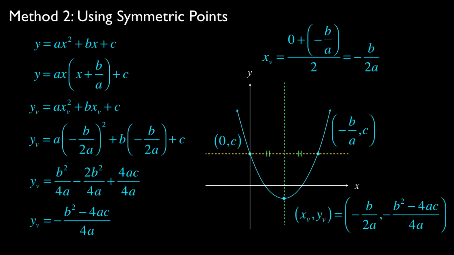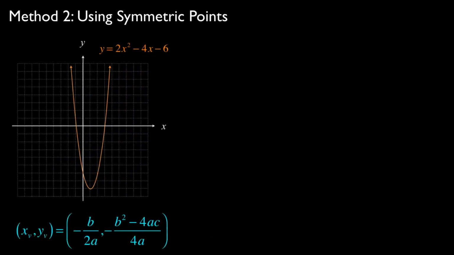So let's actually put it to use in an example. And we're going to try it a couple of ways. First, we've got y equals 2x squared minus 4x minus 6. Well, the first thing I'm going to do is take that 2x squared minus 4x minus 6, and I'm going to take the approach of factoring, partially factoring the first two terms. So I'm going to take you through it.